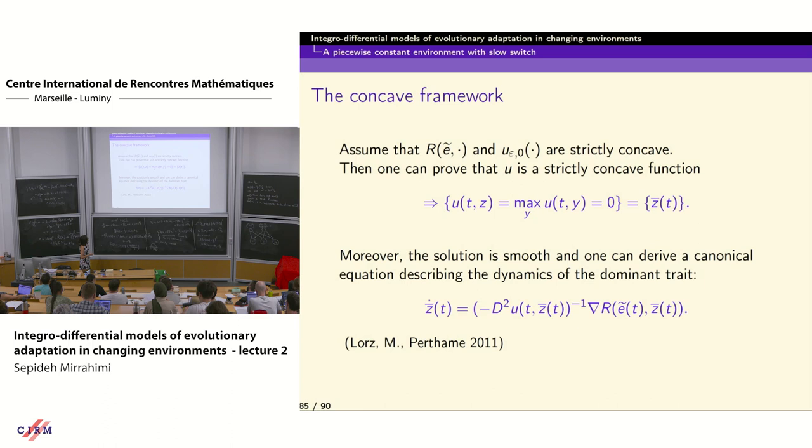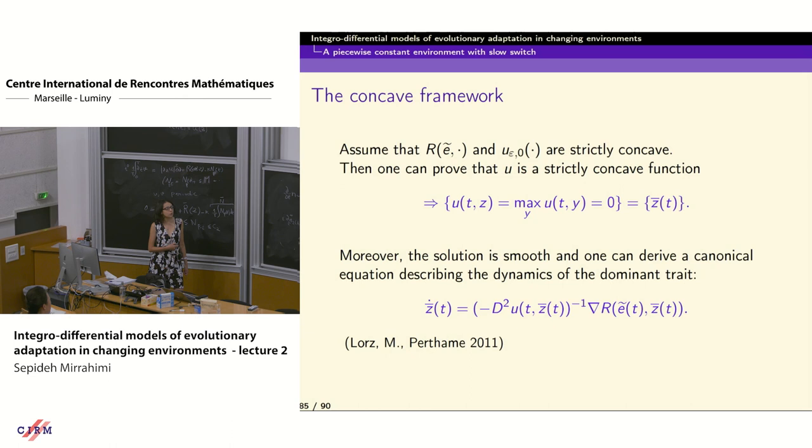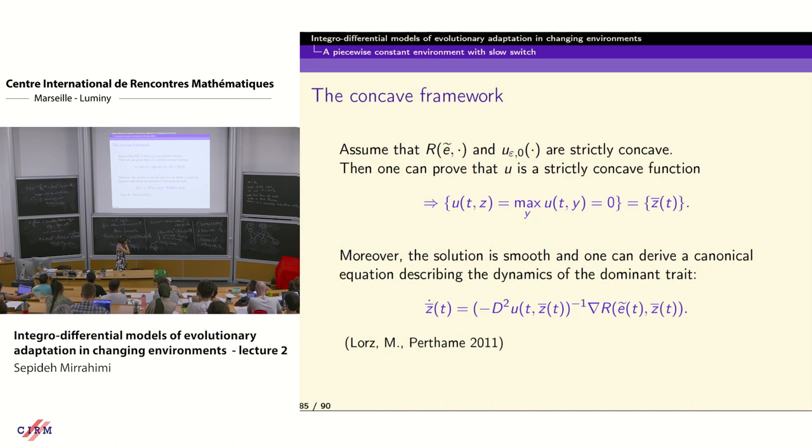Moreover, the solution will be smooth, and we can derive the differential equation on the position of this dominant trait Z bar. It can be described as Z bar dot of t equal to the second derivative of u inverse times gradient of r. And in this case, it's a very nice situation where D2u has a classical meaning, so it exists. And we can write this equation on Z bar, which is very convenient, because then we can say how this dominant trait evolves.